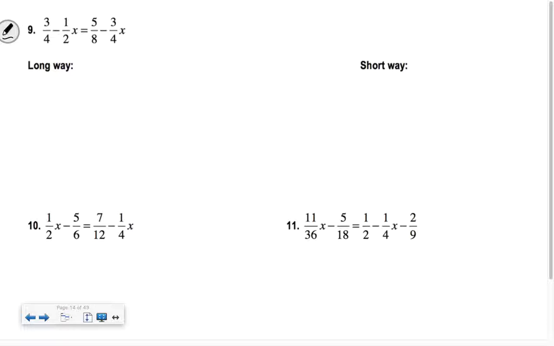All right, so there are two ways to do these problems. There is what I call the long way, and then there's the short way. And of course, like every teacher, I'm going to show you the long way first, and then I'm going to show you the shortcut. So we're going to do the long way for this. If I'm doing it the long way, I keep the fractions the whole time.